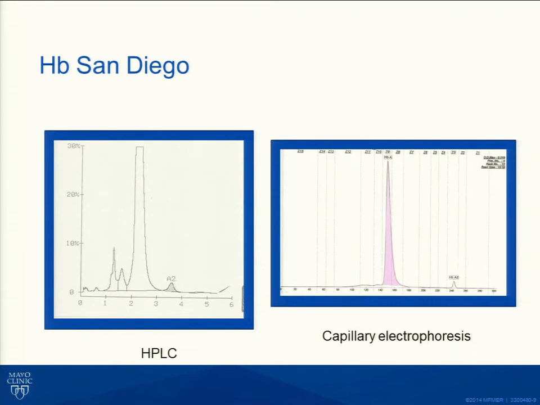Just showing an example of one of these, one that we've seen several times, hemoglobin San Diego. You'll have to take my word for it that even though it doesn't look like it, we have an A peak, A2 on both of these methods here. So the San Diego is actually in here. It does not separate out on these methods.